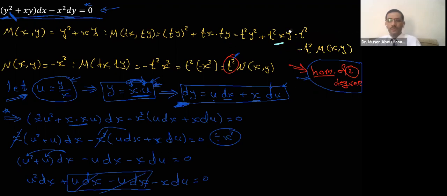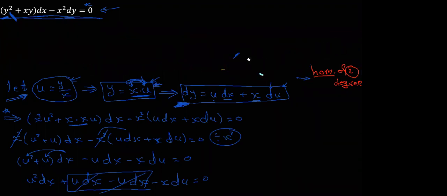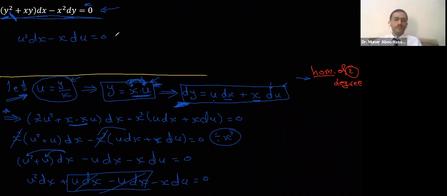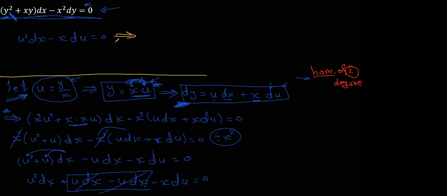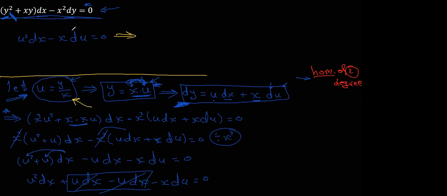I'm going to clean the yellow. I don't need the yellow here. So I have u squared dx minus x du equals 0. How to solve this equation? Who will help? Don't forget, always when you use this substitution, you will get a separable equation. Can we separate those? What do you think? What should I do?